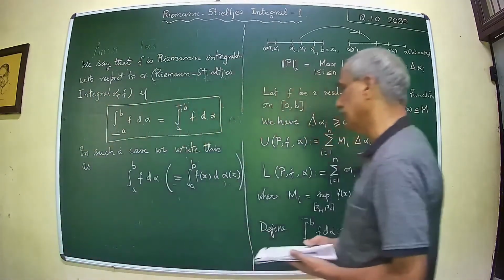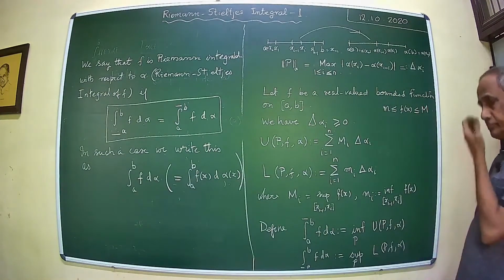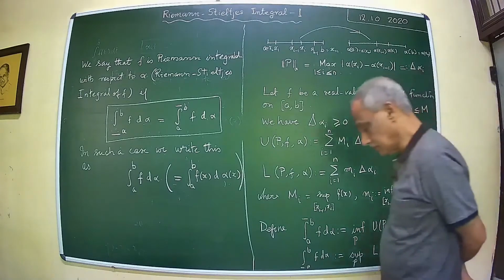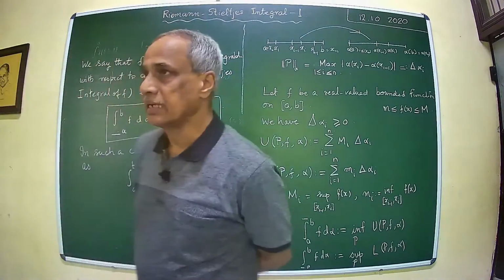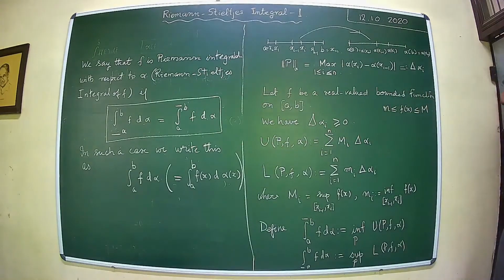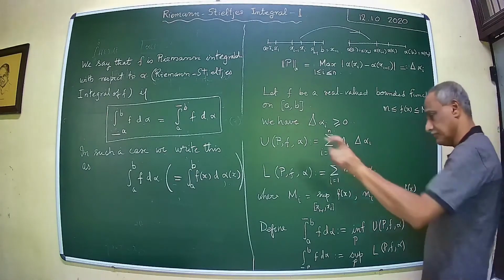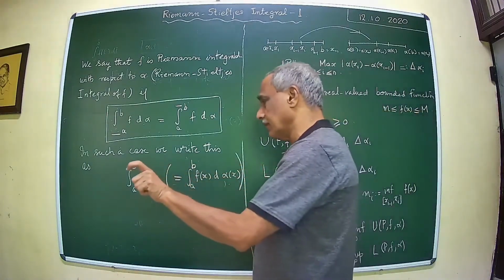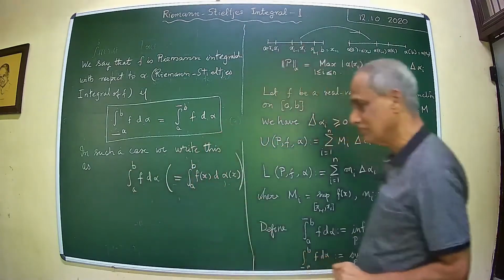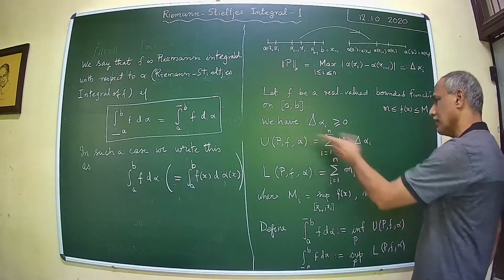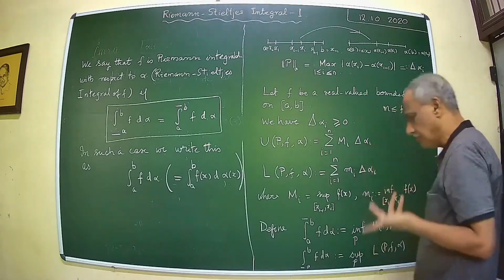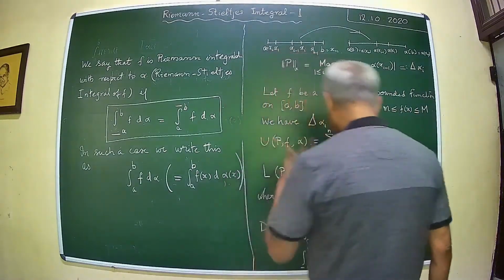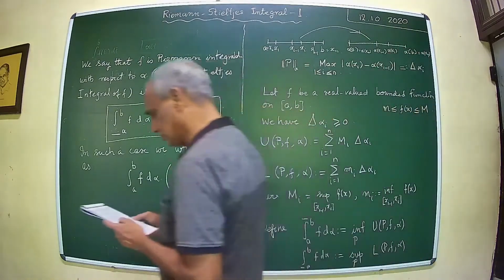Yeah, so what were the assumptions? The assumptions were that f is bounded and alpha is monotonically increasing on the interval. And what more? Therefore, we get alpha bounded. And you see that we introduce a new concept of distance between points on the interval [a, b] using this alpha. And with respect to that, we compute the upper sum and the lower sum. And then exactly as in the Riemann integral, if you replace delta alpha_i by x_i minus x_(i-1), then you get the usual Riemann integral.